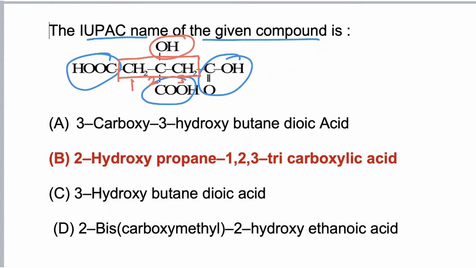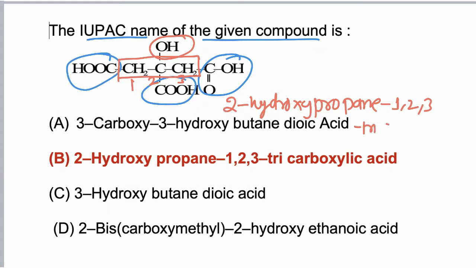So the name of the molecule is 2-hydroxy. Now 3 carbons in the main chain, so propane 1, 2, 3, tri. Now instead of using oic acid for COOH, we use carboxylic acid, so tricarboxylic acid, and hence the correct answer is B.